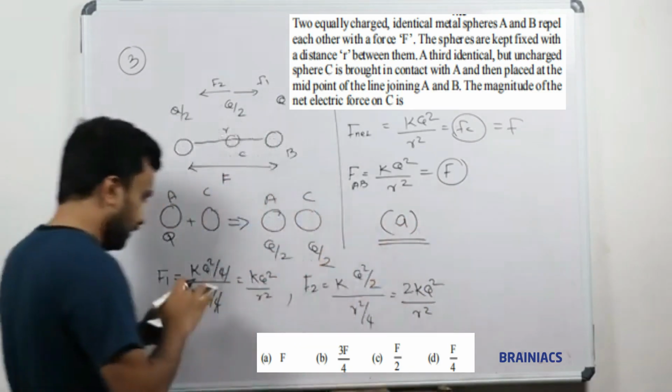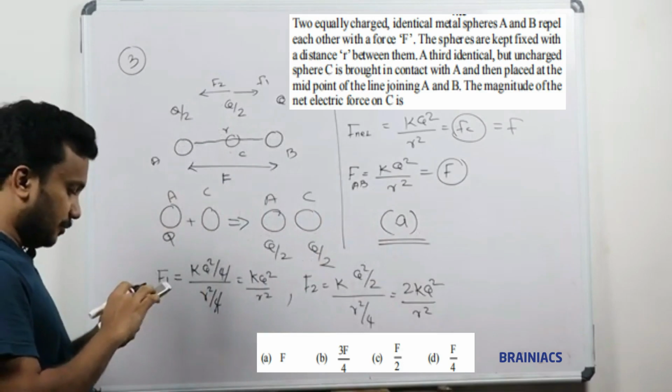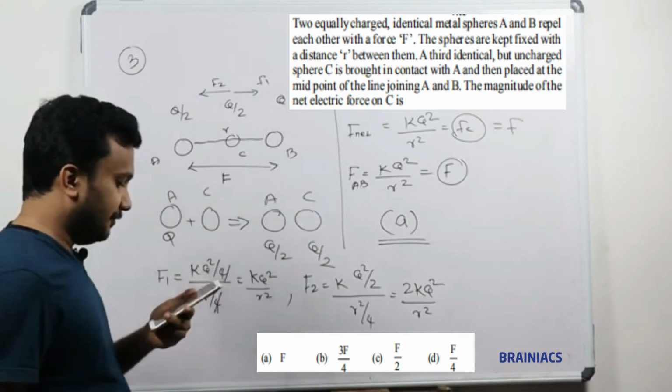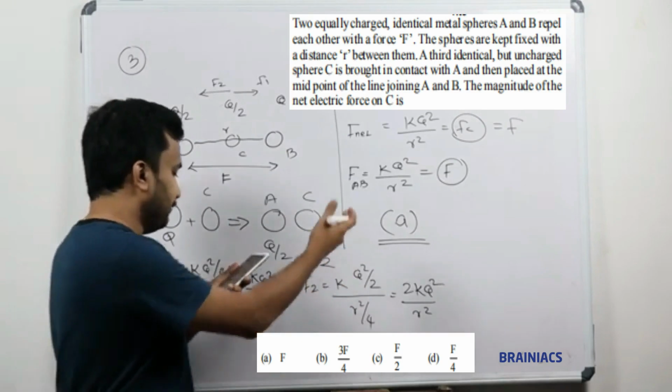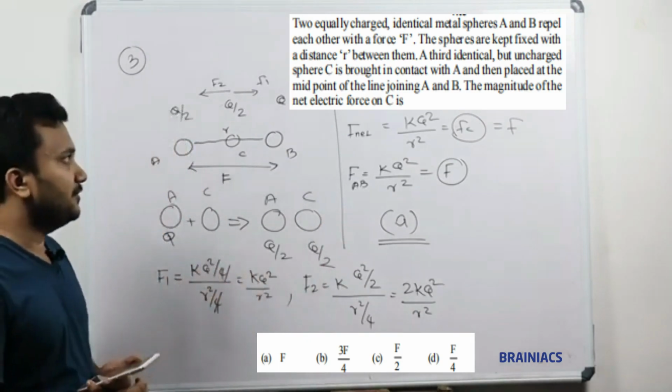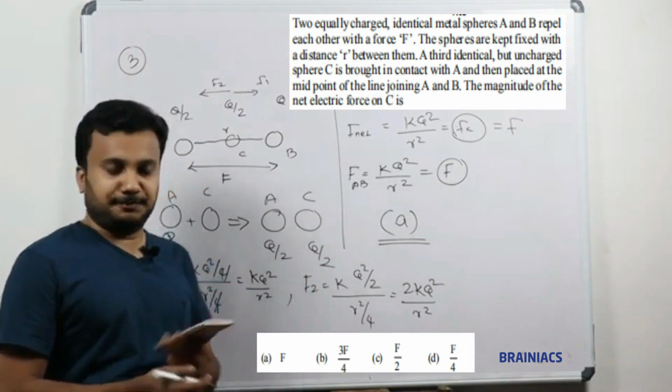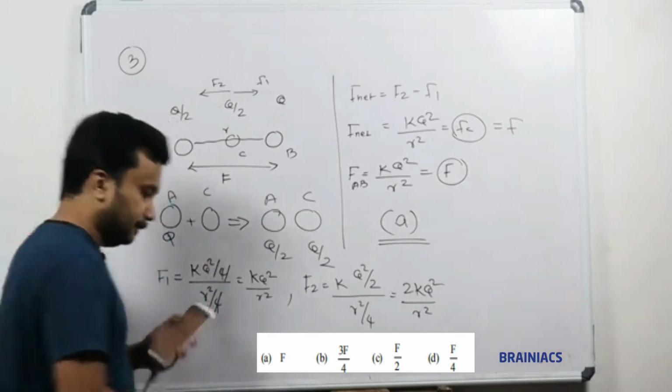Option A, right? Let me look. Option A: F, 3F by 4, F by 2, F by 4. So F is the answer, option A. Fc will be equal to F. We'll move to the next question.